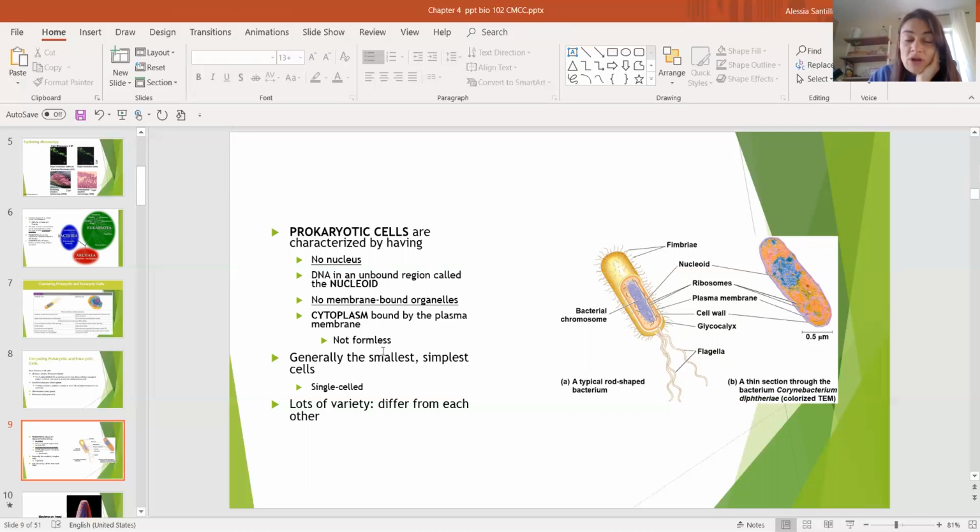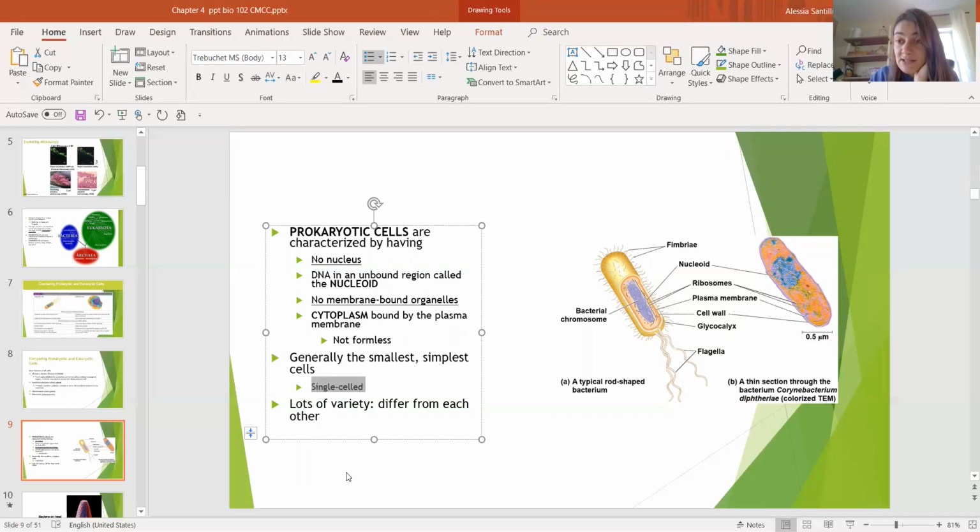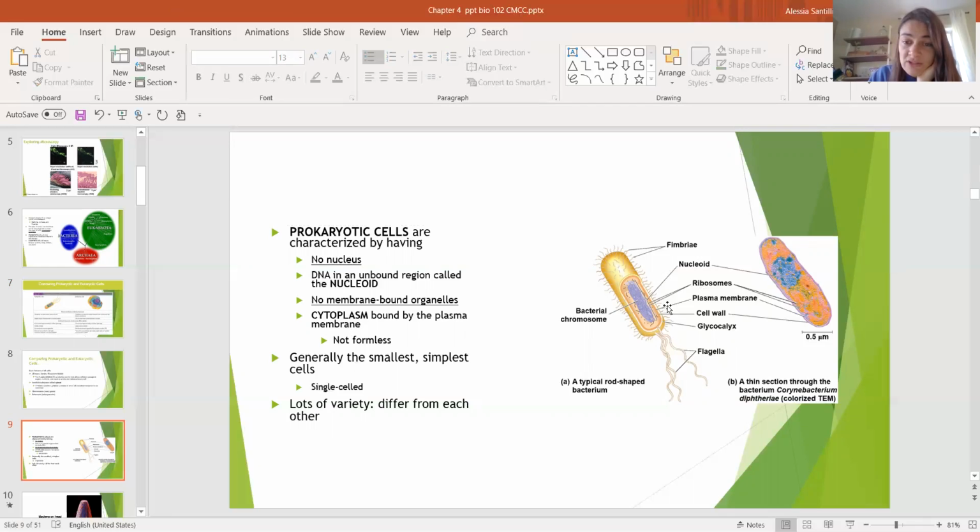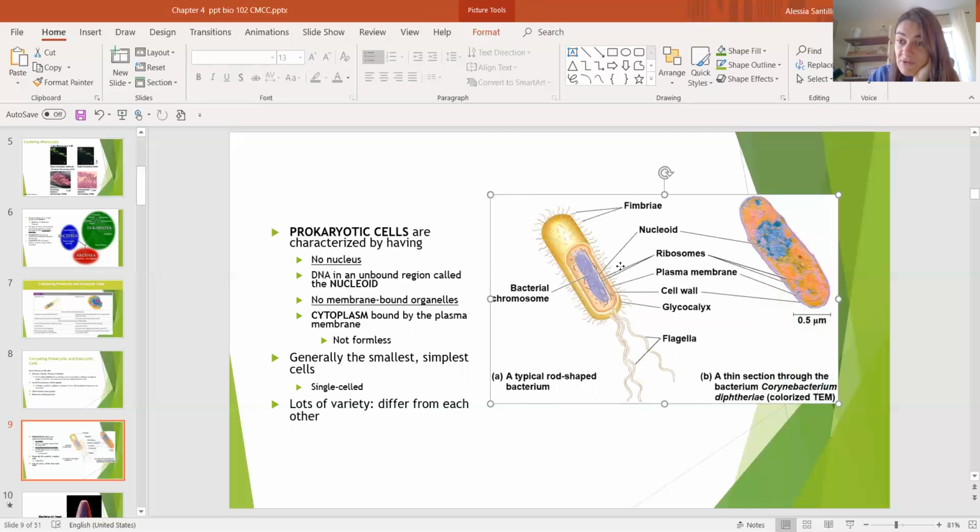So again, they're generally really small and quite simple. Any organism that is made out of prokaryotic cells is always only single celled. So a bacteria is single celled, an archaea is single celled, and that cell is a prokaryotic cell. And even though they don't look like there's a lot of variety in them, or a lot of stuff happening, there actually is metabolically. Their chemical reactions are really different from each other.